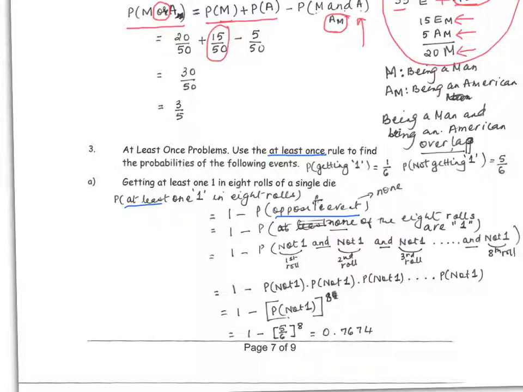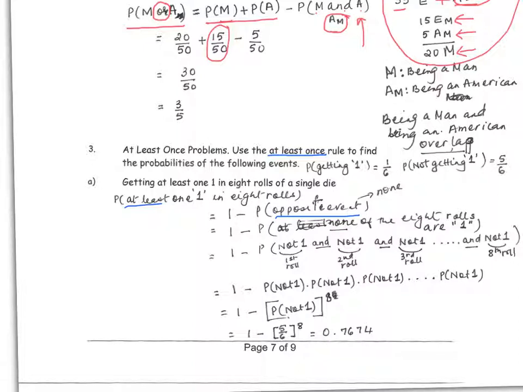The opposite of the event, at least one 1 in 8 rolls, is that there are no 1s in 8 rolls. So we roll the die 8 times and none of the 8 rolls gives us a 1. That is the opposite event. The reason we take the opposite event is that it is much, much easier to calculate. It is not as complicated as at least one, because at least one has many, many cases.